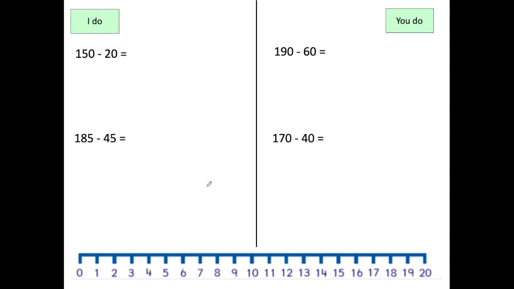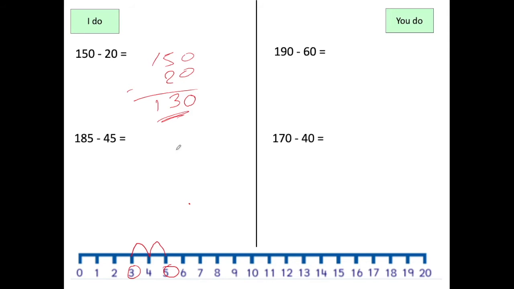First one being 150 minus 20. So using the column method that we learned last time, if you're still not sure of the column method, you can just watch the previous video again and then move on to this lesson. So we've got 150 minus 20. 0 minus 0 remains as 0. 5 take away 2. So if you want to, you can use the number line at the bottom. So we've got 5, 2 spaces to the left, end up at 3. And you've got 1 left over. So the answer is going to be 130.